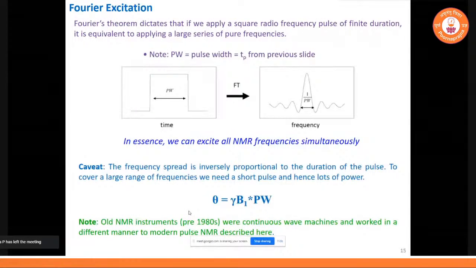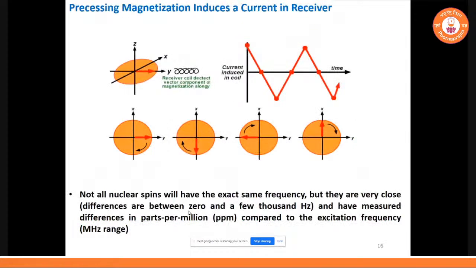Otherwise, they have to fix the frequency, vary the field, and tune and match for each particular frequency. That was a laborious and time-consuming process. So when Richard Ernst brought the Fourier transform into NMR, in one shot we can excite all the nuclei simultaneously. That's why the measurement time is so fast. That's why it's a revolutionary concept.